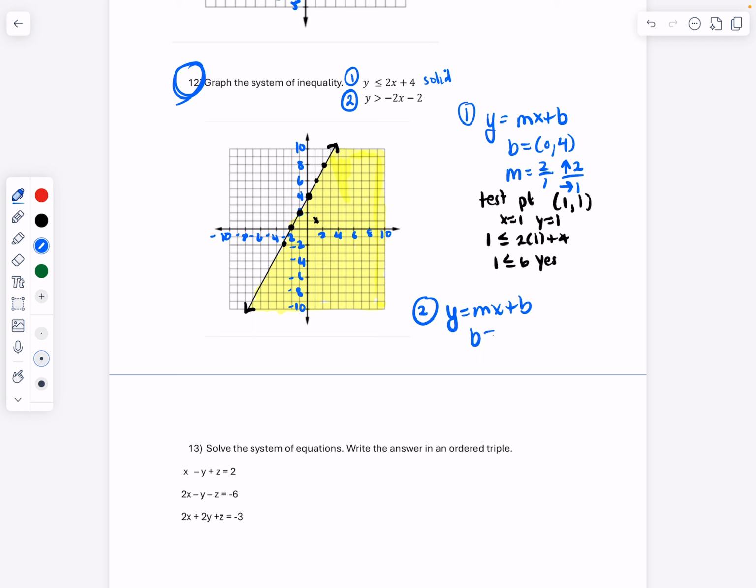So b is 0, negative 2, and m is negative 2 over 1. So you're going to go down 2 to the right 1, okay? So I'm going to go ahead and plot that in green. So 0, negative 2, and then I'm going to go down 2 to the right 1, etc. Okay, or up 2 to the left 1. So I think we're getting kind of a picture of what it looks like. Okay. And remember, this one's dashed because it does not have an equal sign in the inequality.